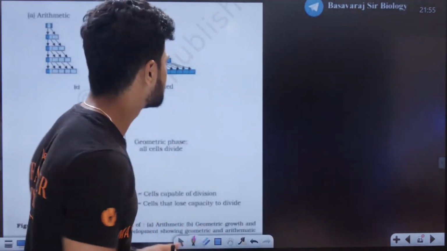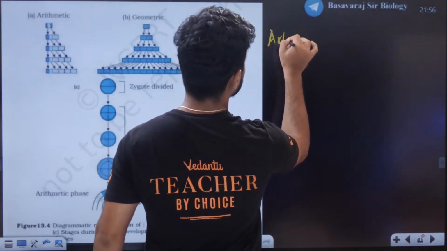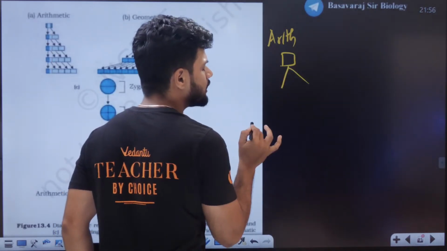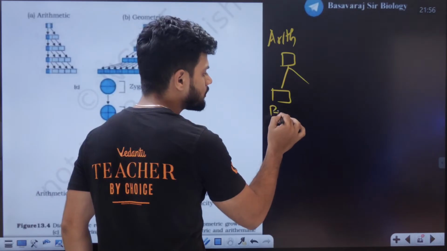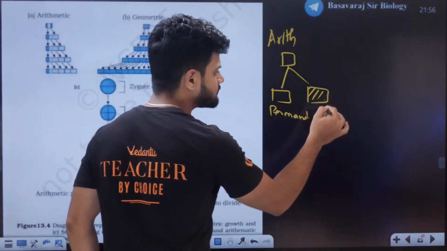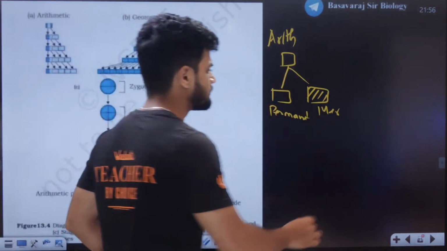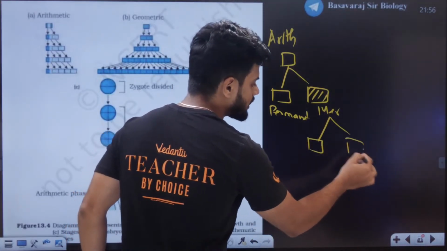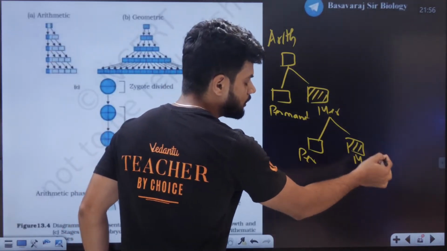It's very simple, understand. In the case of arithmetic growth, what happens? One cell is there, it will divide into two cells. When one cell divides into two cells, one cell becomes permanent. One cell is meristematic. The permanent cell will not divide. The meristematic cell again divides into two cells. One cell is again permanent. One cell is meristematic. This will divide again.